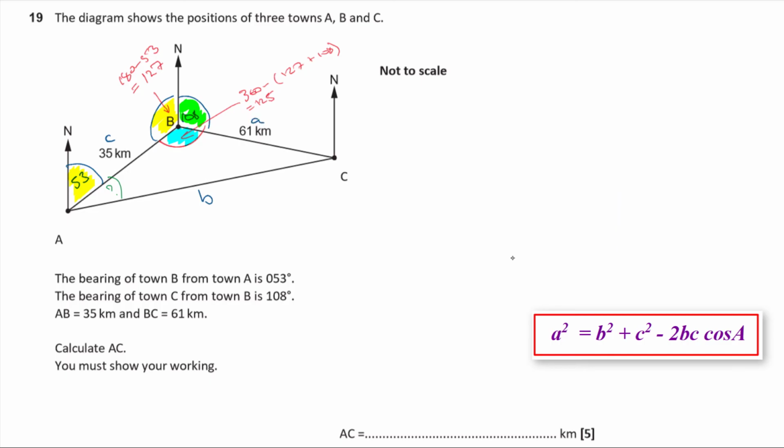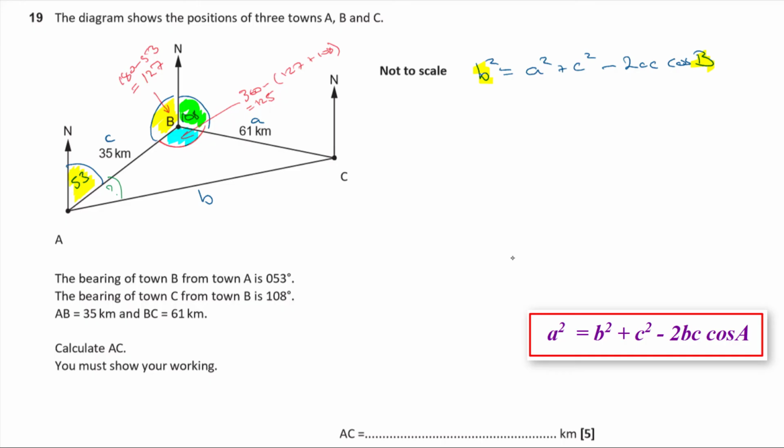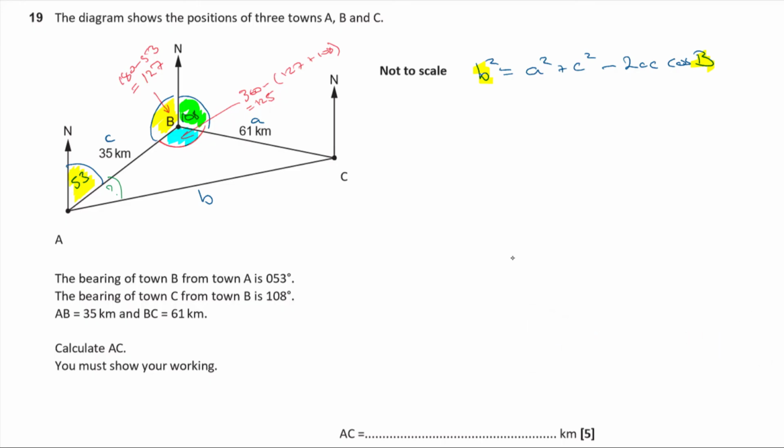Okay, so stating the cosine rule for B: B squared equals A squared plus C squared minus 2AC cos B. Now, I always remember that it starts and ends with the same letter, and then you get the other two appearing twice, and that's kind of how I remember the cosine rule form. So then we just need to sub into this.